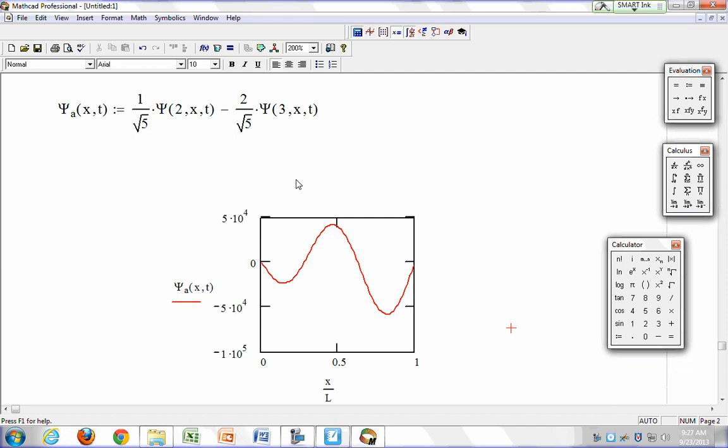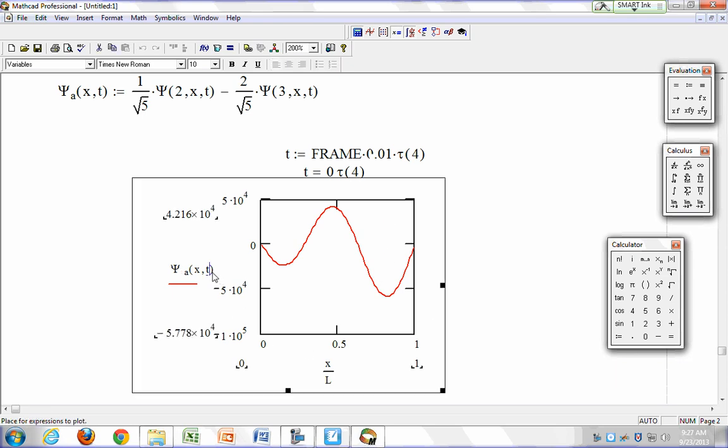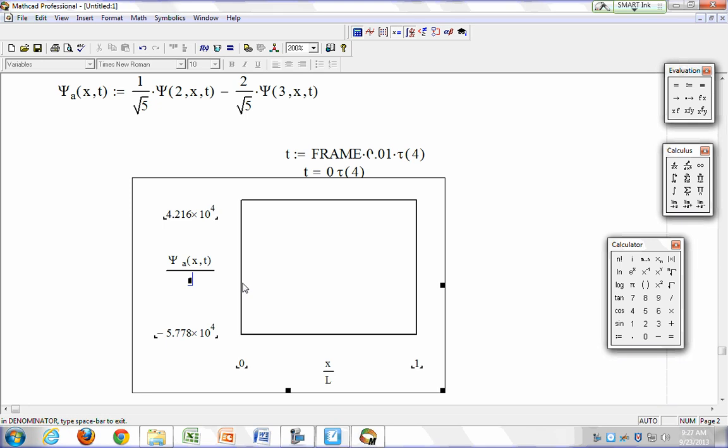Okay, at time 0. And so I'm going to advance my time. I'm just going to go again. Same thing, frame times 0.01 times. I'm just going to use the period for tau of 4, okay, for n equals 4. And I'm going to say t equals something times tau of 4. What's going to happen to my psi if I change my, okay, I'm going to put this in terms of the right unit. So what's the unit for psi? Nanometer to the negative 1/2. Right?